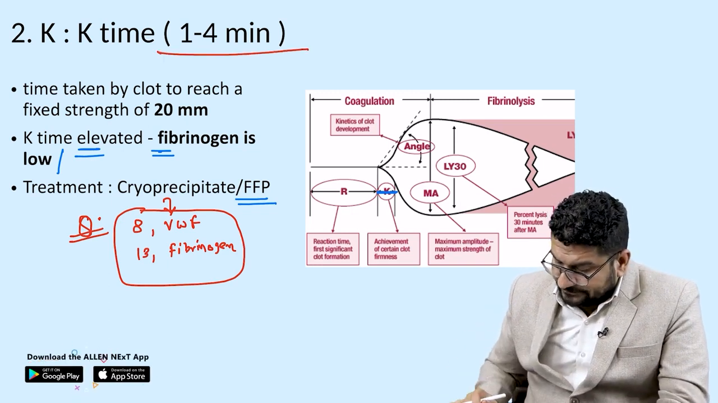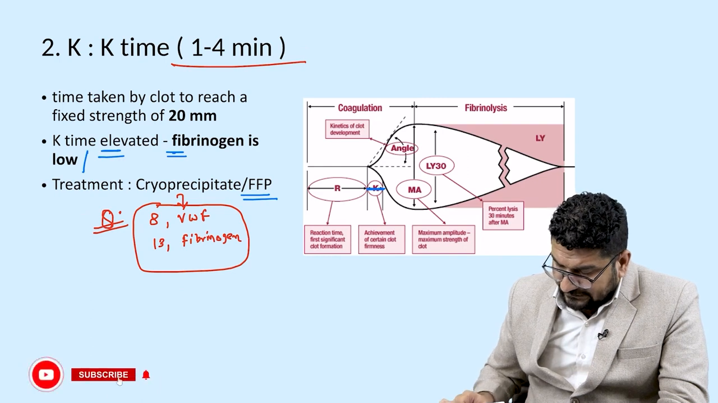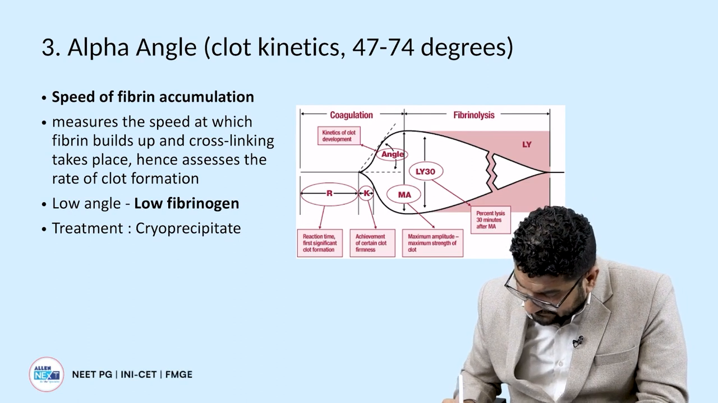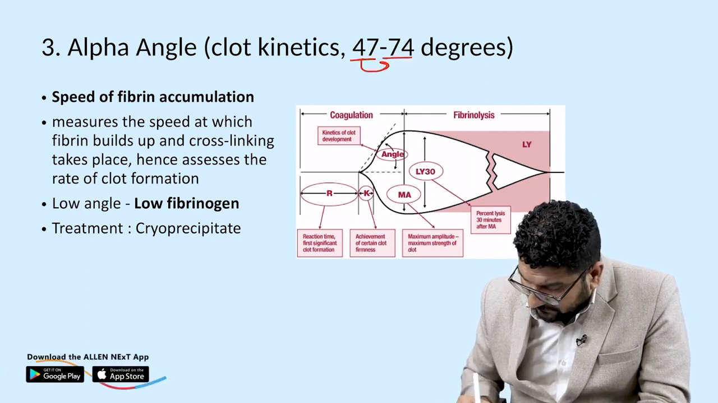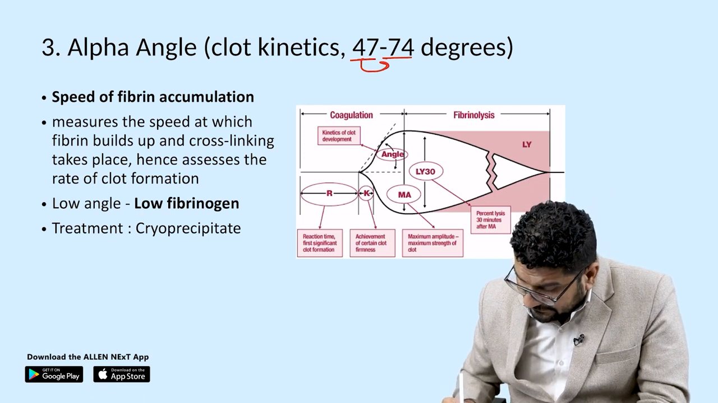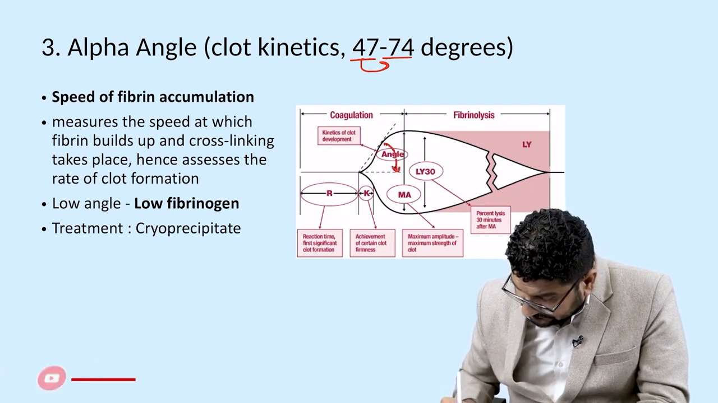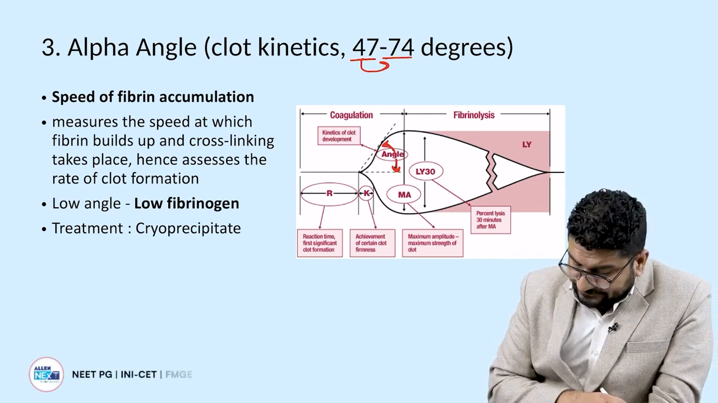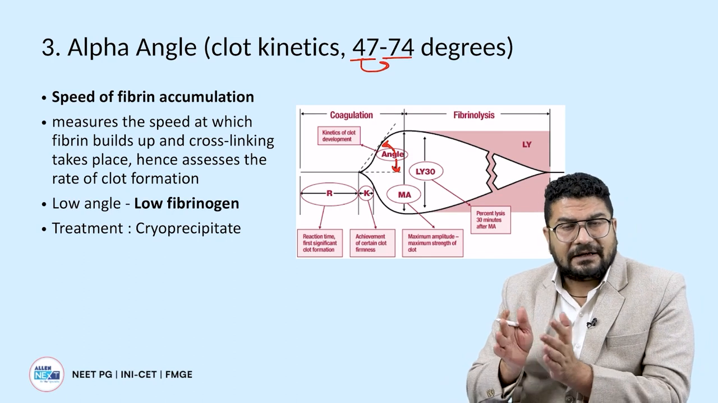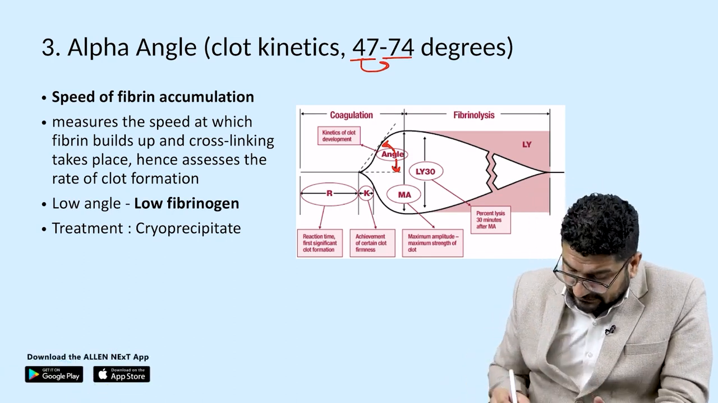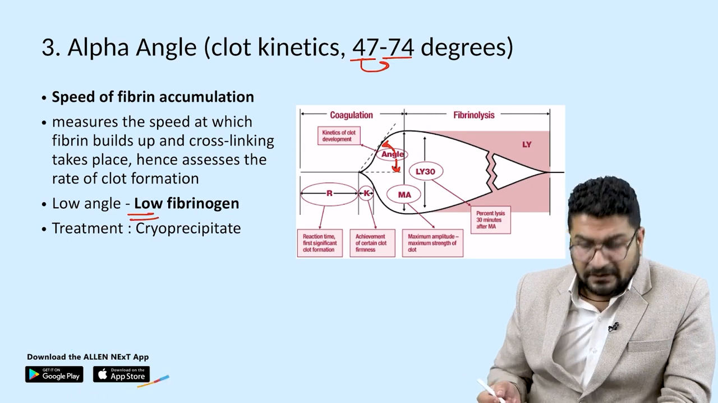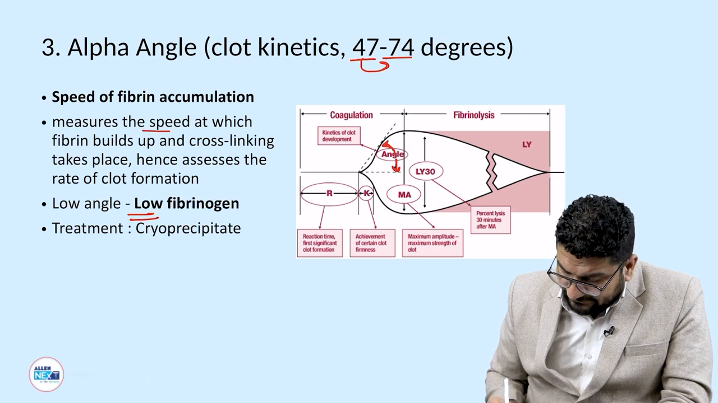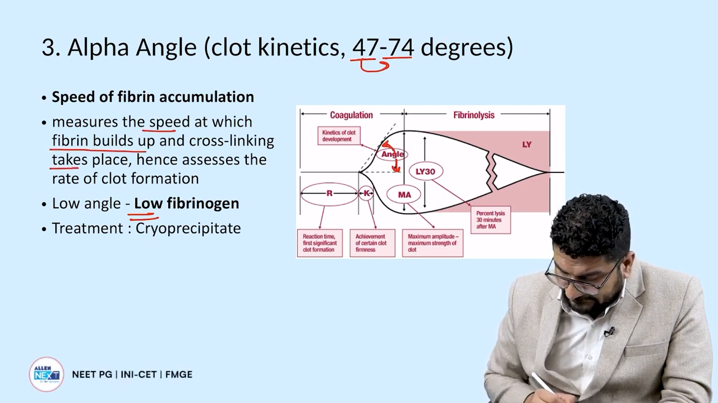Normally it is 1 to 4 minutes. Then the next thing, just focus on this. Then we have the alpha angle. Alpha angle is telling you like this angle is 47, if you reverse it, what will it become? 74. So the normal value is 74 degrees. This is telling us how speedily fibrin is accumulating. So again, if this angle is smaller, if the angle is reduced, it means there is low fibrinogen, so that's why fibrin is not properly accumulating. So this is basically measuring the speed at which fibrin build up and cross linking take place.